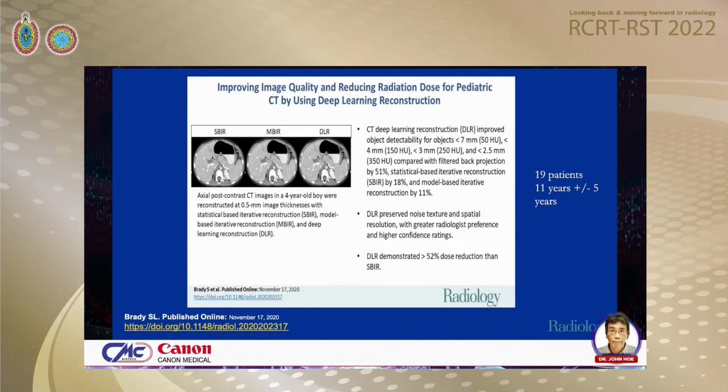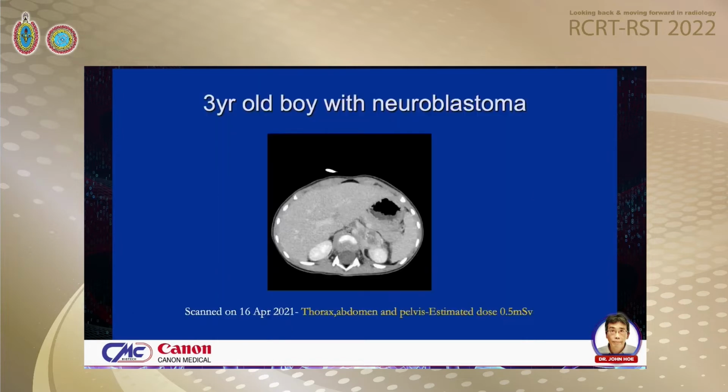As I mentioned, this software can be used for scanning other parts of the body. This is a paper that was published in Radiology in 2020, looking at reduction in dose for pediatric patients. As I mentioned earlier, we really have to be reducing our dose on pediatric patients. And you can see that the software reduced the dose by more than 52% in this small study of 19 pediatric patients. This is an example of one of our patients that we scanned last year.